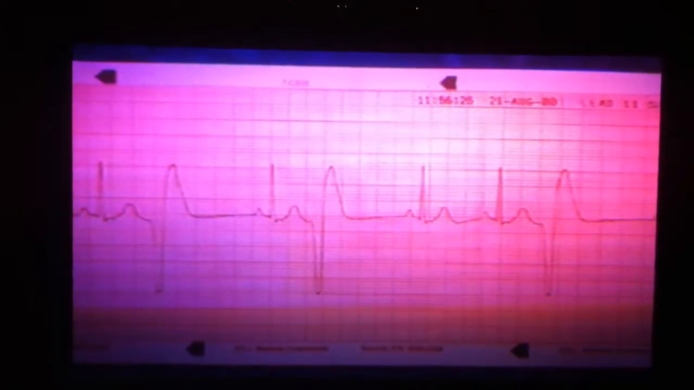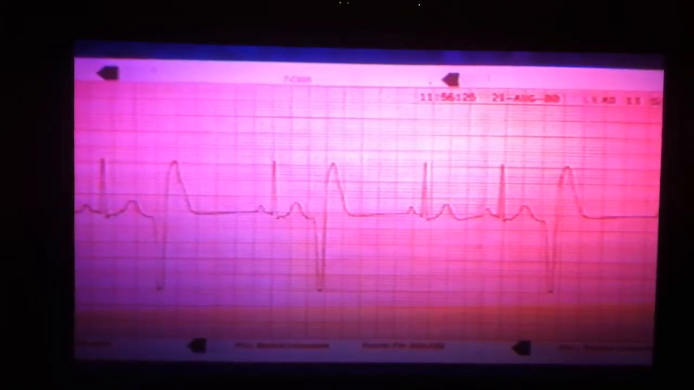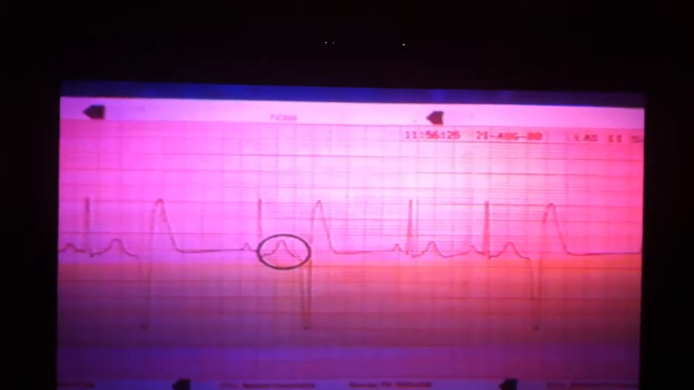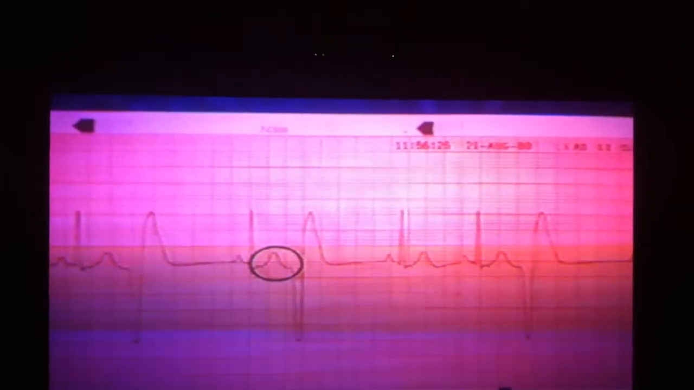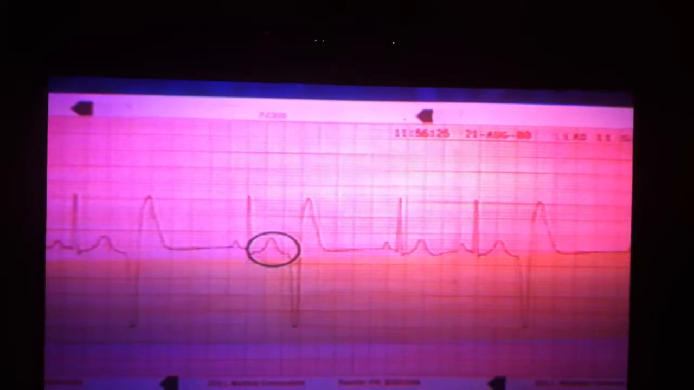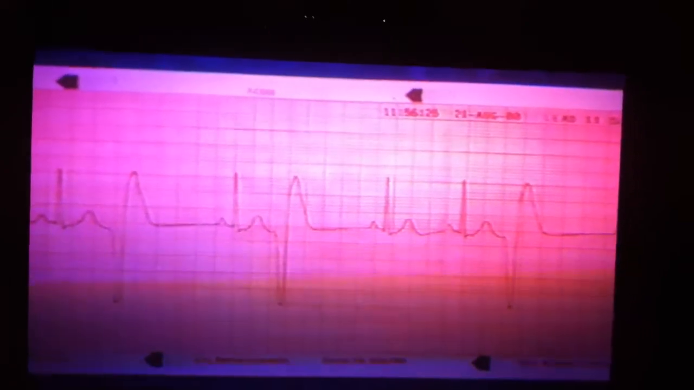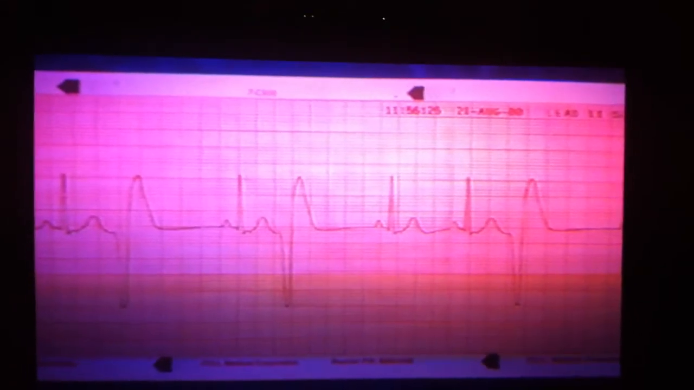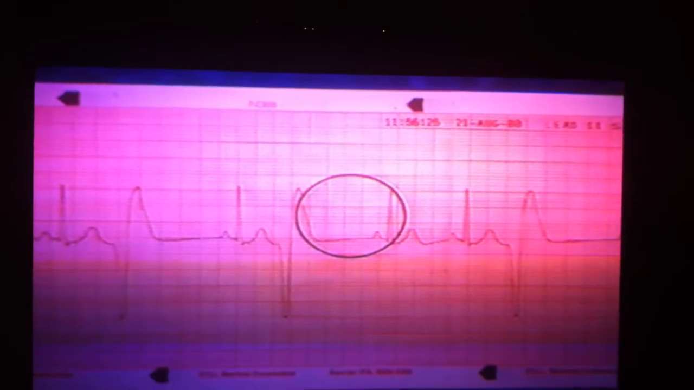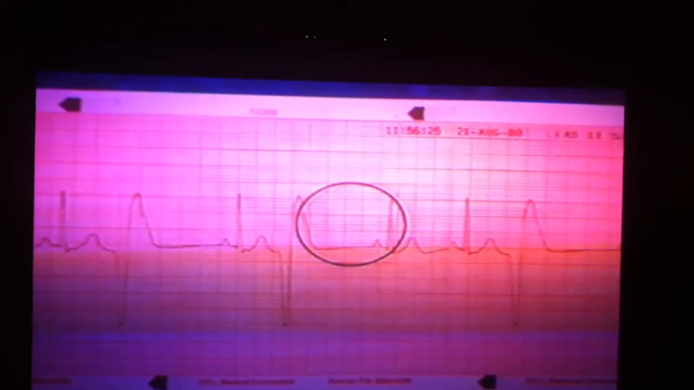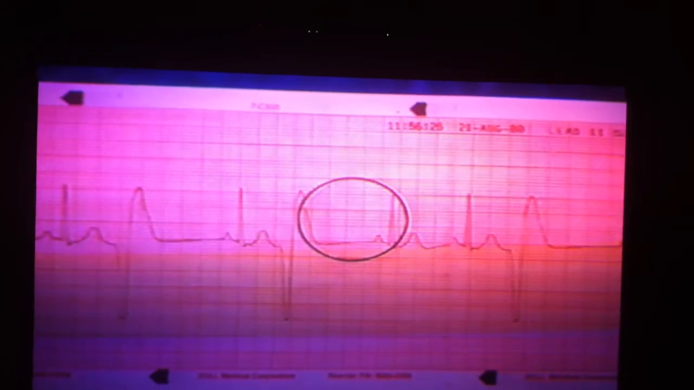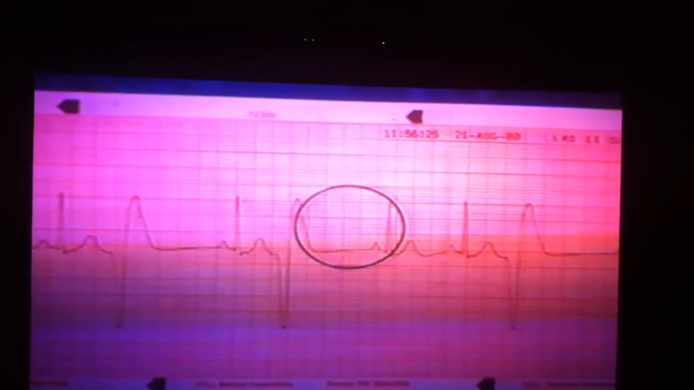A PVC may or may not have an associated P wave. The P wave may be buried within the complex or may be seen as a notch in the ST segment or T wave. The hallmark of PVCs is that there is usually a compensatory pause. This pause allows enough time for the sinus node to take over again as the dominant pacemaker.